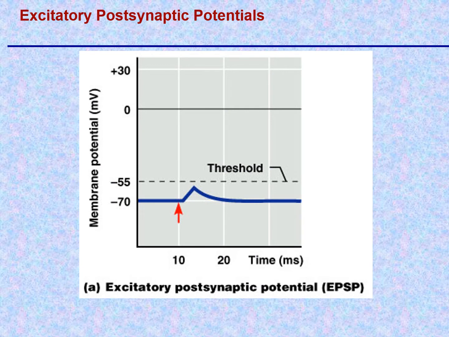Here you see the effect of an EPSP, excitatory postsynaptic potential, causing a small depolarization, not enough to hit threshold, and it has to spread towards the axon, and enough of them have to arrive at the axon so that combined together they have enough of a depolarizing effect that they'll hit threshold and trigger an action potential.